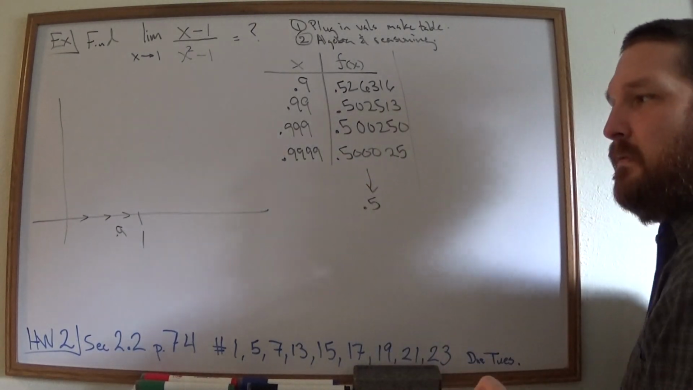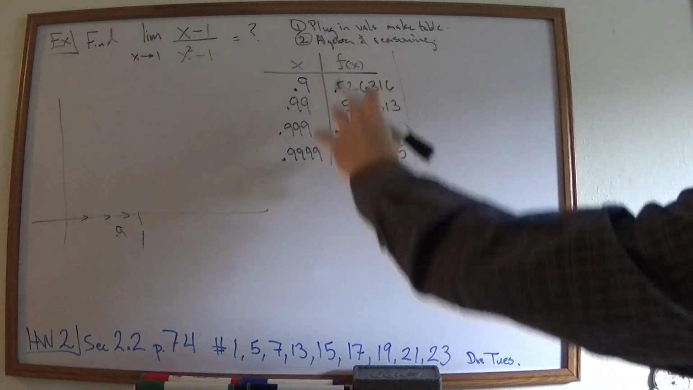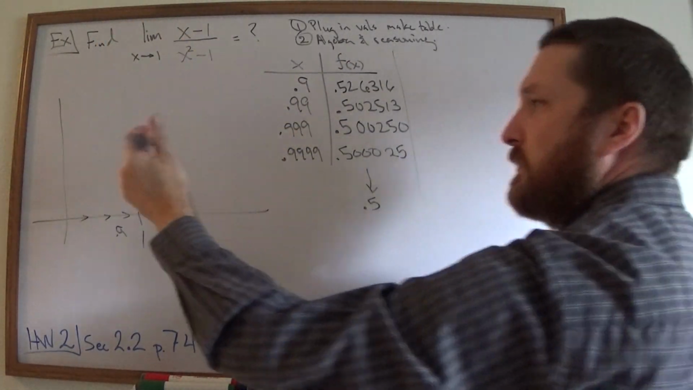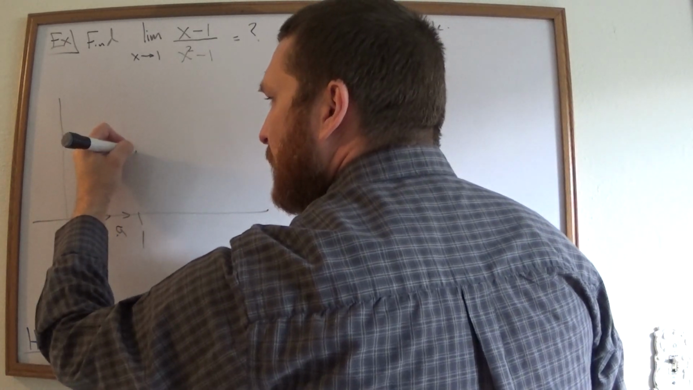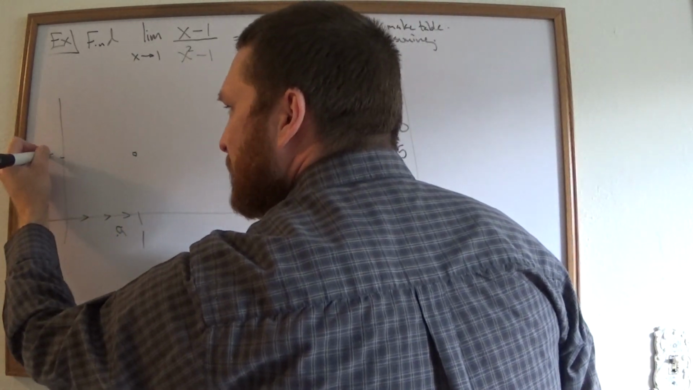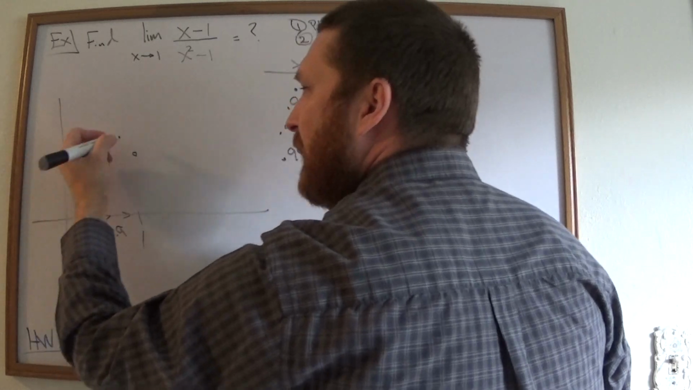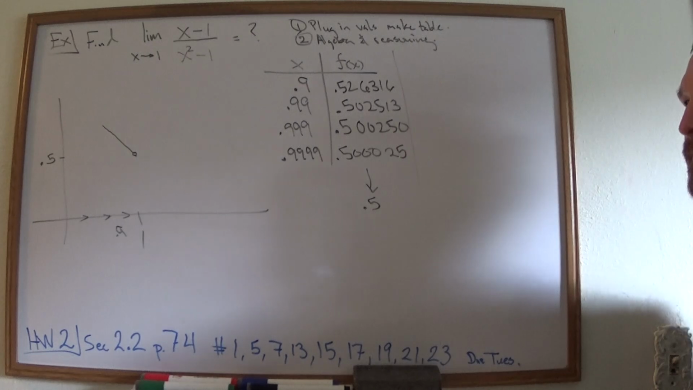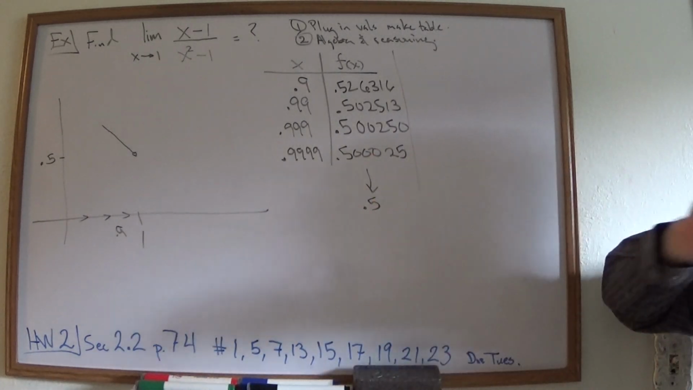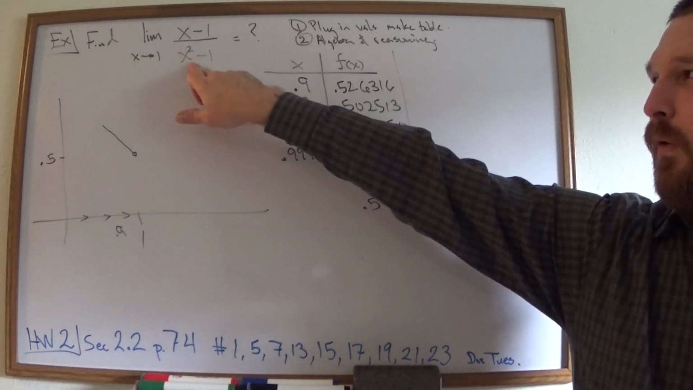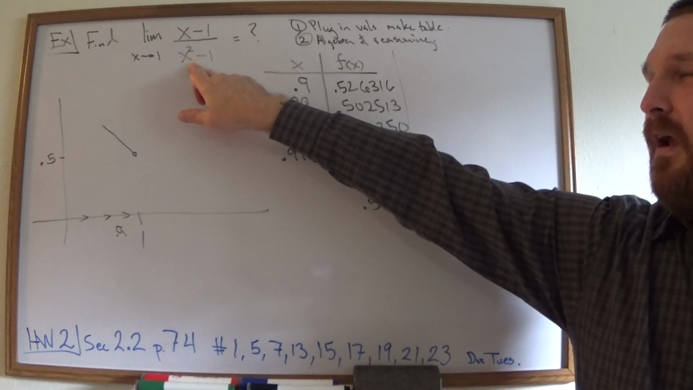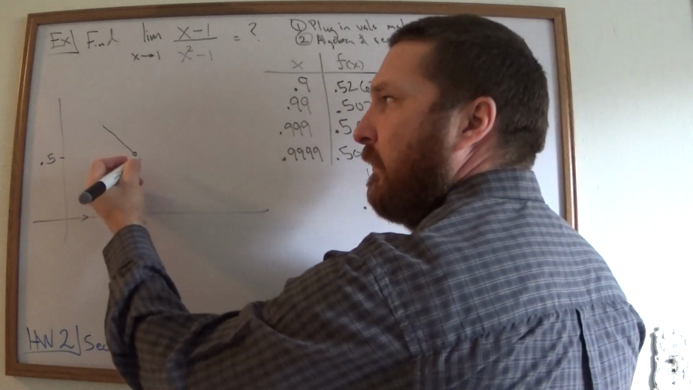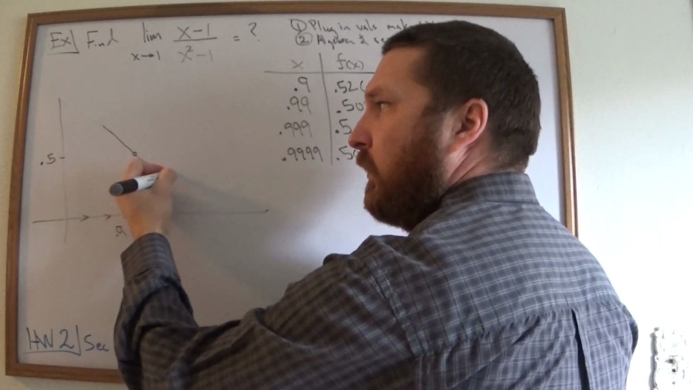That's my guess. If I would have been graphing this, we would have seen it's coming down from 0.52 and heading to 0.5, so it looks like it's doing this kind of thing right there. And indeed, if I were to graph this, can I just plug in a 1 here? No. So there would be a hole in this graph. There really would be a hole in this graph.